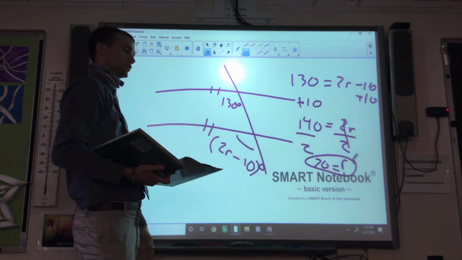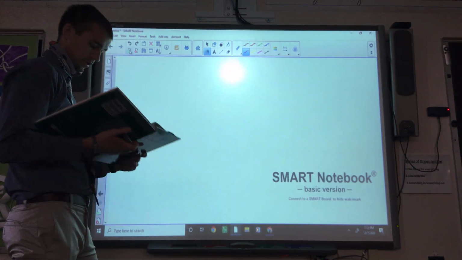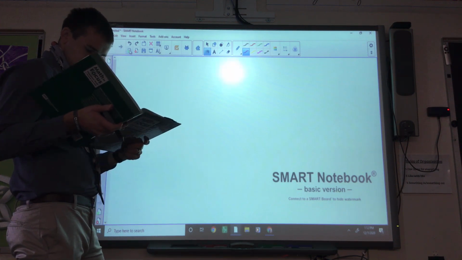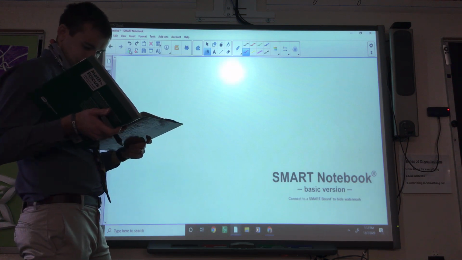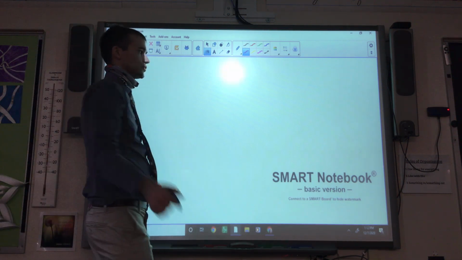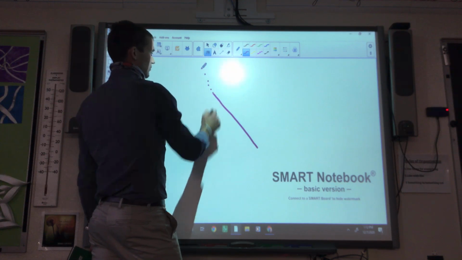How do you figure out which ones are the same, and which ones are going to be supplementary to each other, so you can figure it out. The last two, I'm not going to give you anything more on it. My only clue on the last two is that you need to extend the lines sometimes.